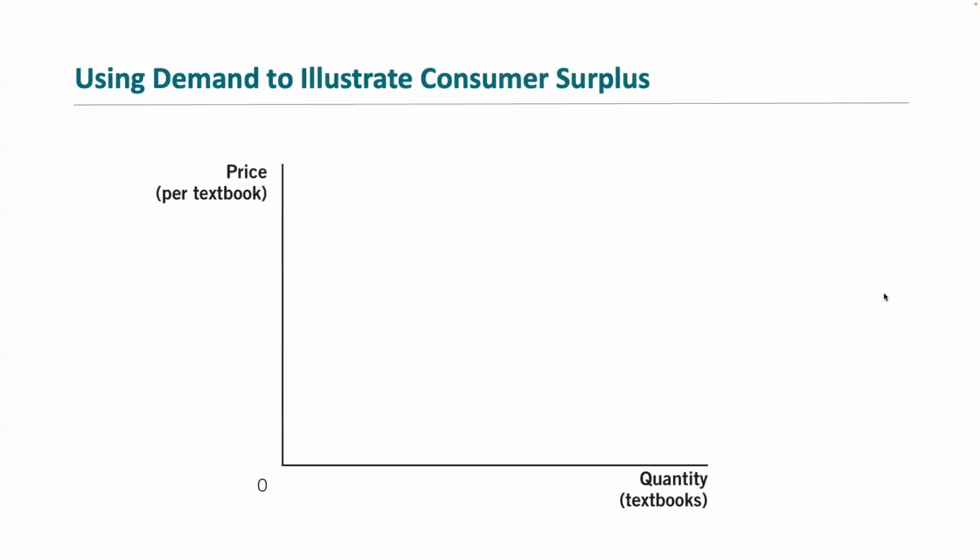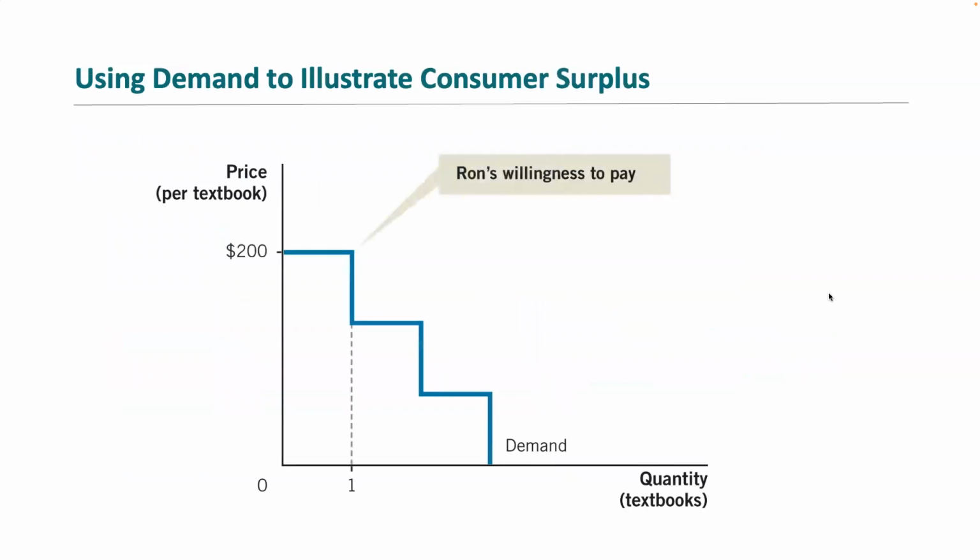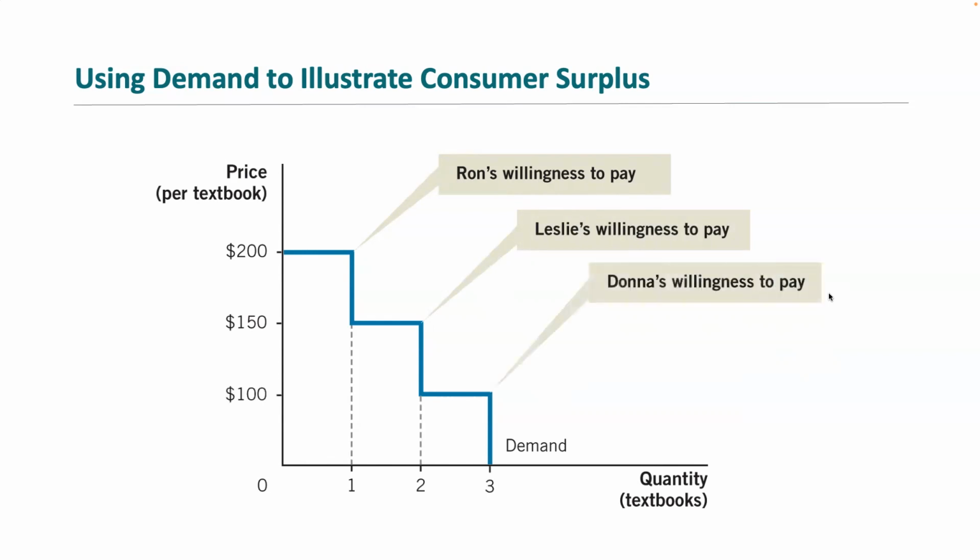Now, if we were to go ahead and plot a step demand curve, this just means that we're looking at a demand curve for several different people, or in our case, for Ron, Leslie, and Donna. This is what that curve would end up looking like because we had Ron's willingness to pay at $200. We had Leslie's willingness to pay with a max of $150. And then we have Donna's willingness to pay at $100.